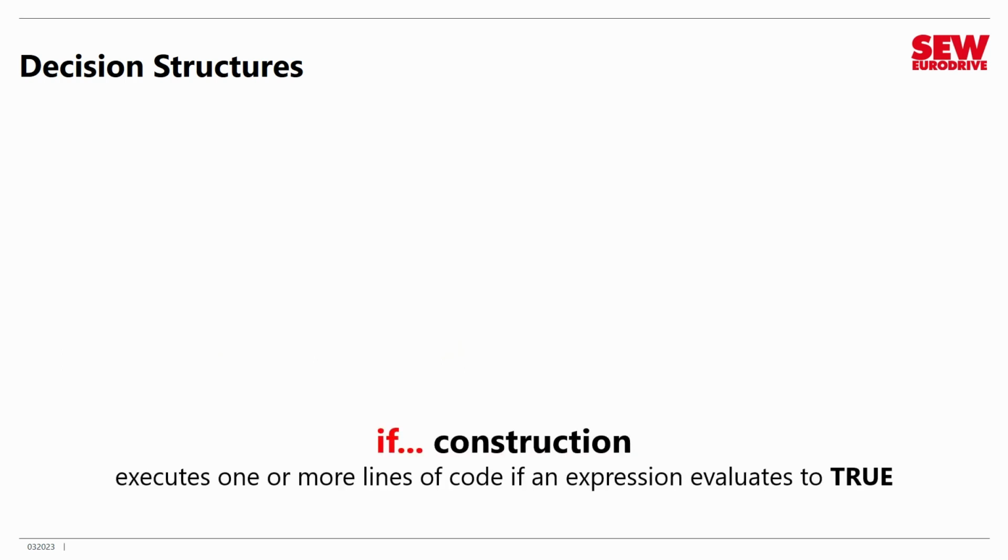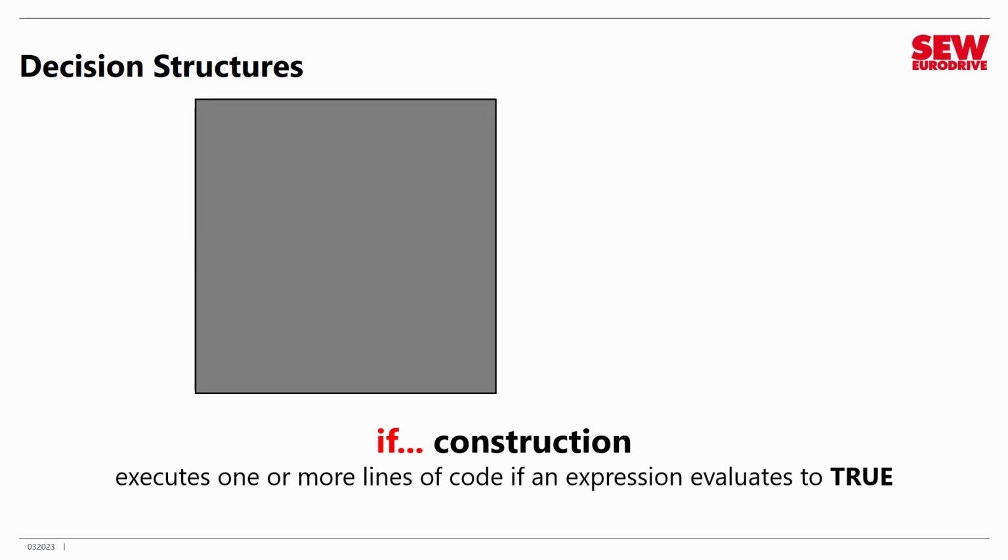The first construction we're going to look at is called the if construction. It executes one or more lines of code if an expression evaluates to true. So let's see one. Notice the expression is in parentheses. If h1 equals 100, then execute the function go_rel. If it doesn't equal 100, it will just skip to the next line. It won't execute that line. Notice there's the semicolon after the function there, but not after the if itself.